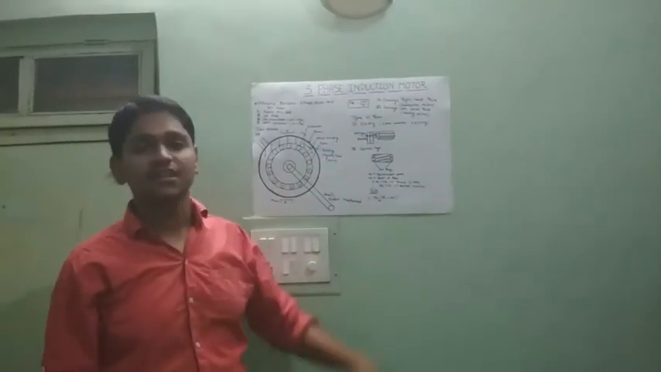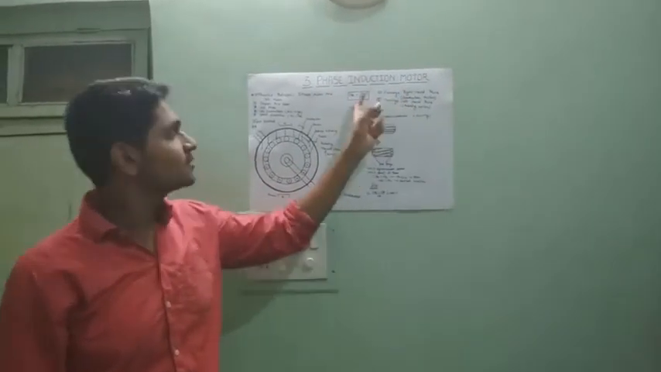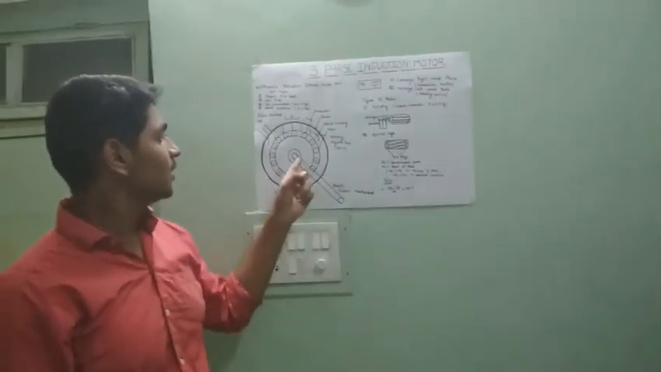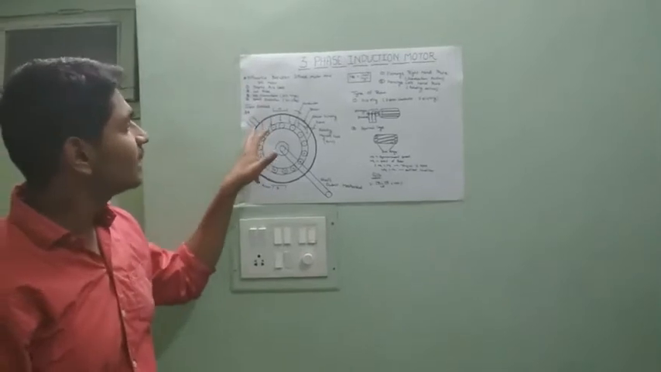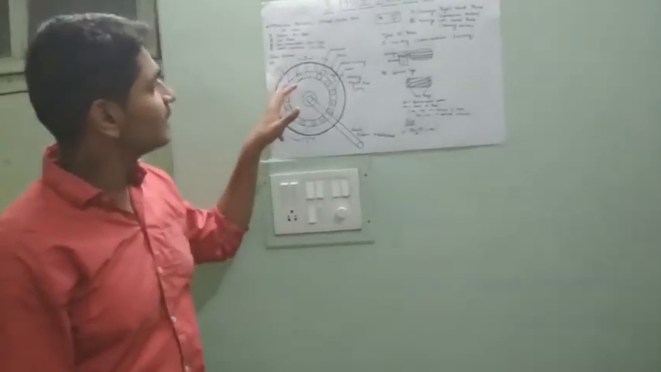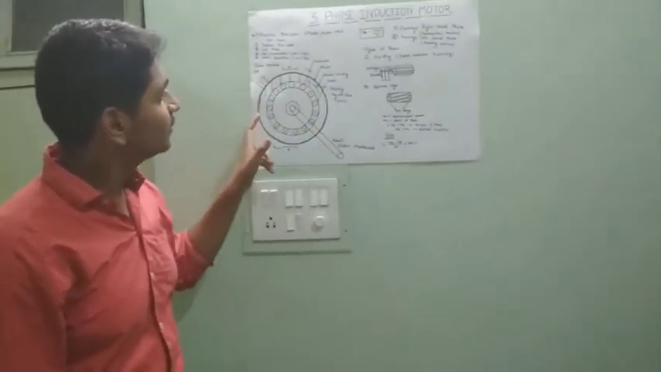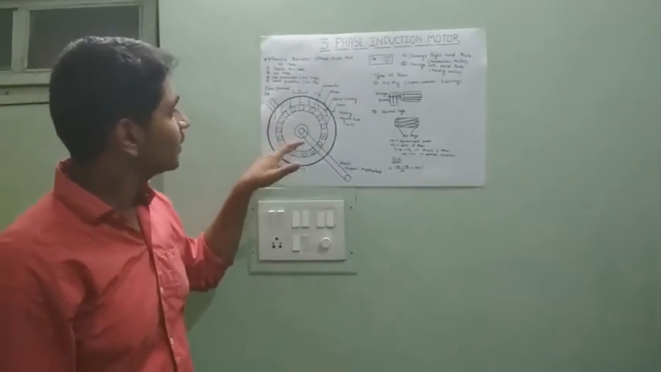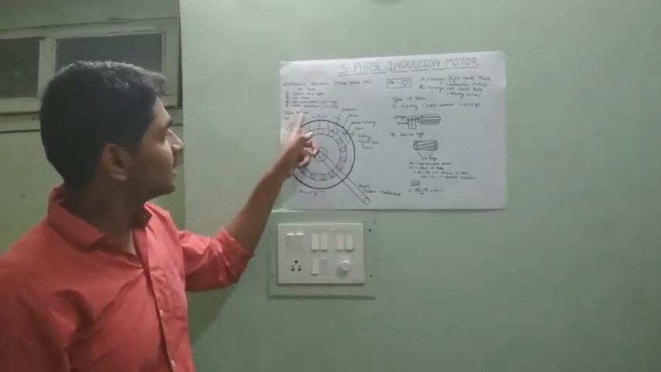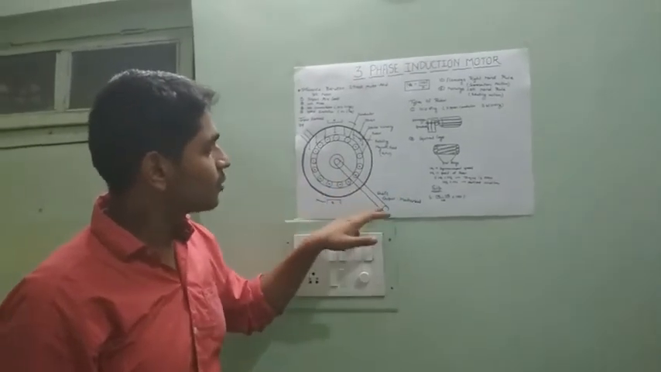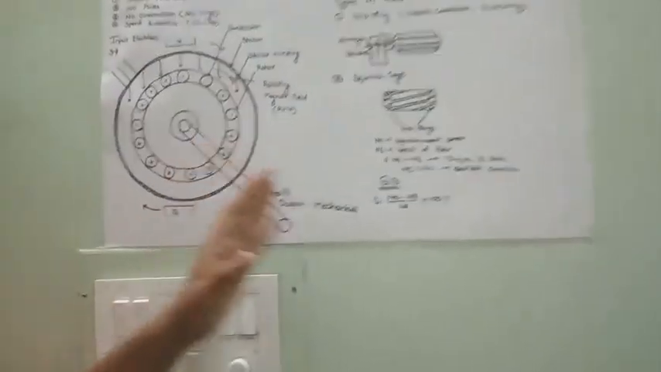Why is the name three-phase induction motor given? Basically, this motor rotates with the help of the induction principle. Supply is not directly given to the rotor. Supply is given to the stator, and an EMF is induced in the rotor, and it rotates. So the input is electrical and the output observed at the shaft is mechanical. So this is the working of the three-phase induction motor.